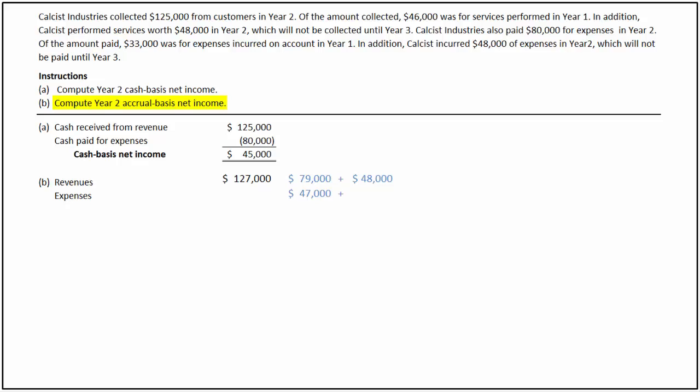In addition, Calcis incurred $48,000 of expenses in year 2, which will not be paid until year 3. According to the expense recognition principle, $48,000 will be reported in year 2, though the cash will not be paid until year 3. Thus, the total expenses incurred in year 2 are $95,000. By deducting expenses from revenues, we arrive at the net income of $32,000 under the accrual basis of accounting. Note that the net income computed by the accrual basis is more accurate than the net income under the cash basis of accounting.